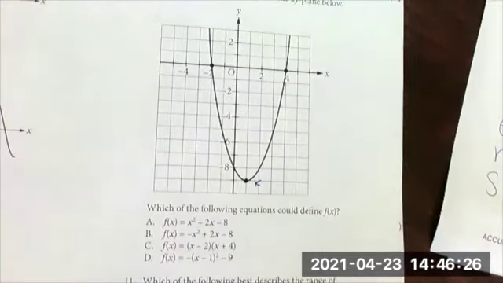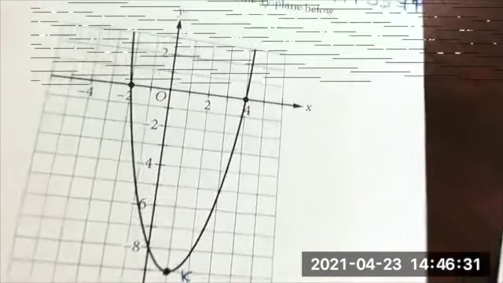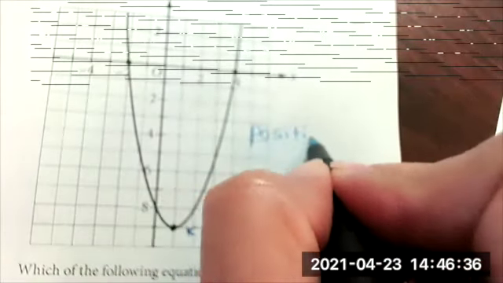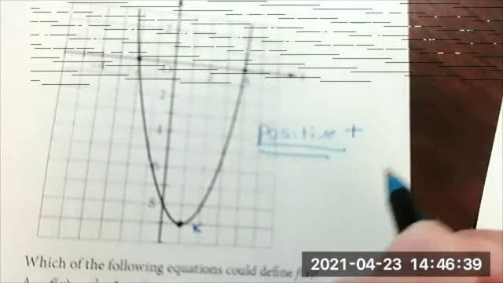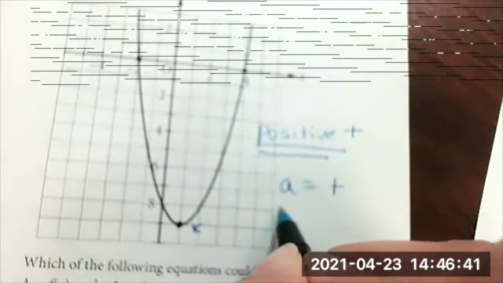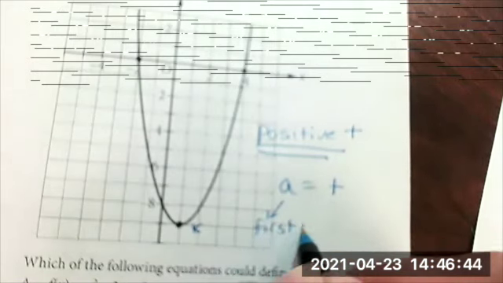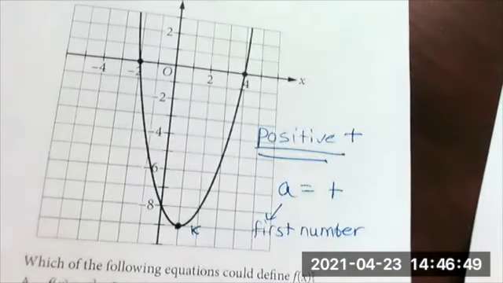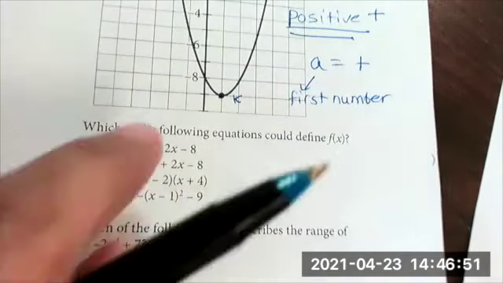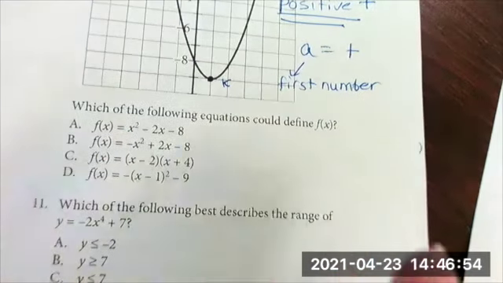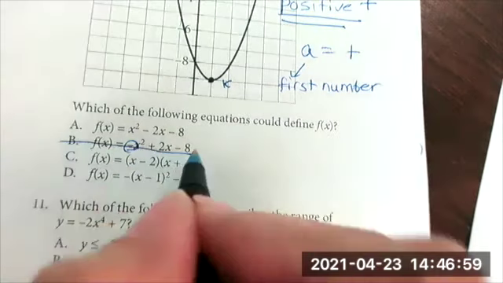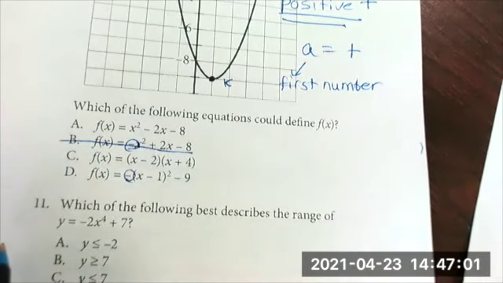says, which of the following equations defines f of x? First thing I noticed right off the bat, this is a positive parabola. So that means your A equals positive. Your A is your first number. So let's see if I can. This is your K. Okay. This one's negative. That one's out. This one's negative. That one's out.